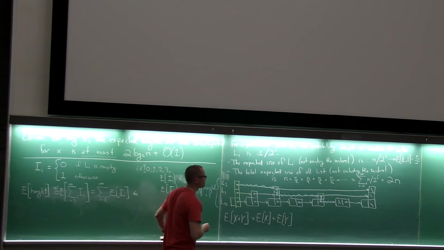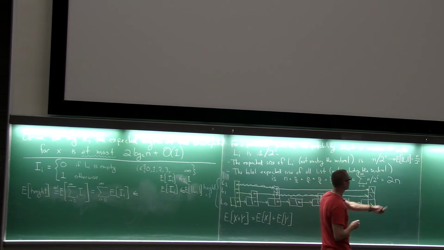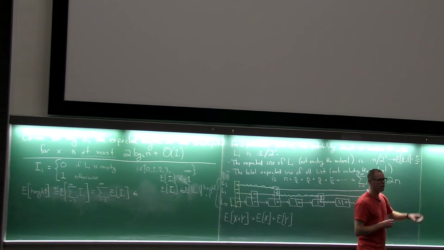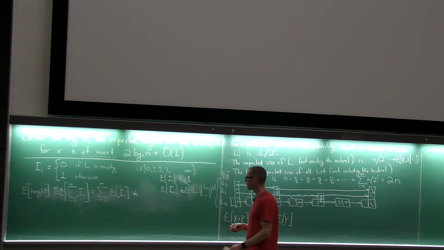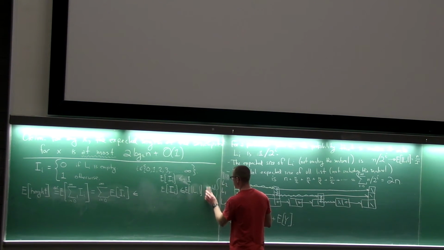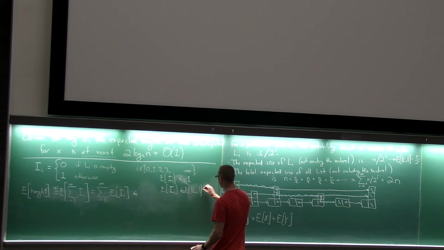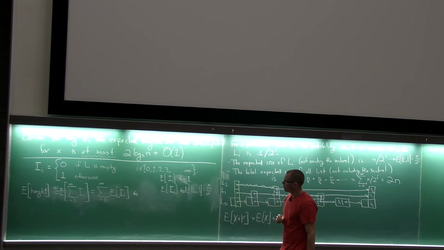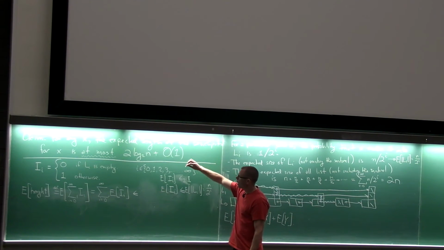And that we can say something about. The expected length of L sub I, that's only n over 2 to the I. Okay? N over 2 to the I. Okay, so now we have two inequalities.